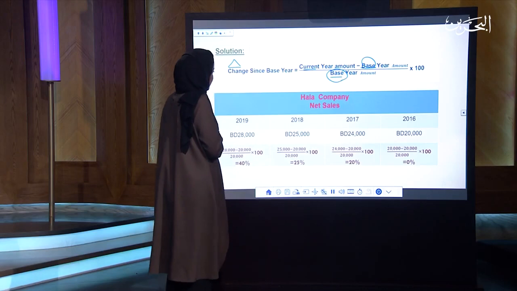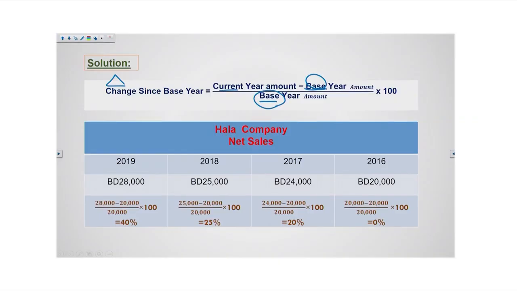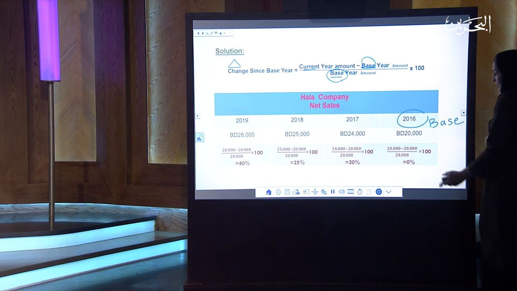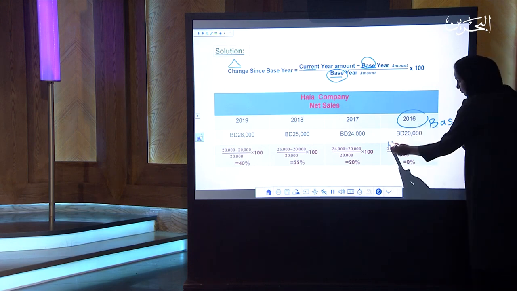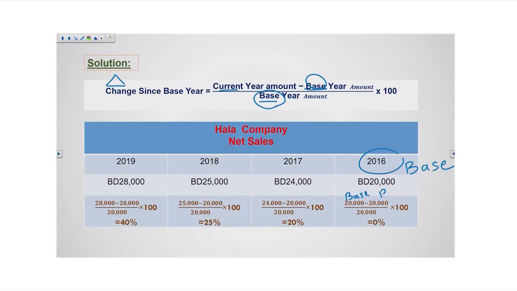Let's see the table. Okay, let's move to the base year. This is the base year. We have 20,000 BD. Let's apply the formula. We have 20,000 minus 20,000 over 20,000, because we don't have current, so we use base for the same year: minus base over base. Multiply by 100, it will equal 0%. So for the base year, there is no current year. All numbers will be the same.